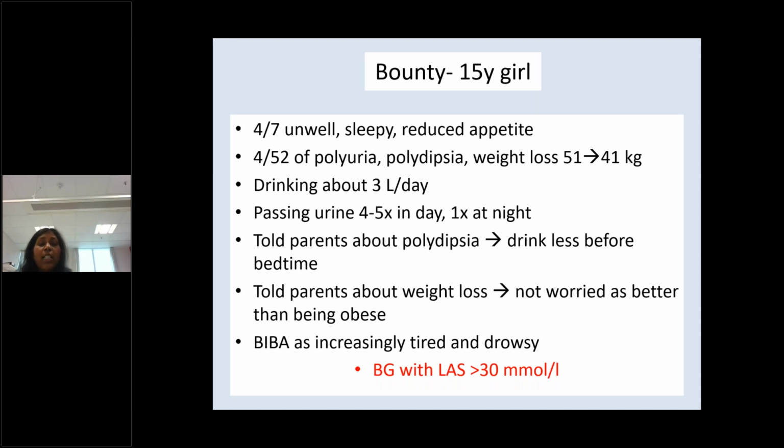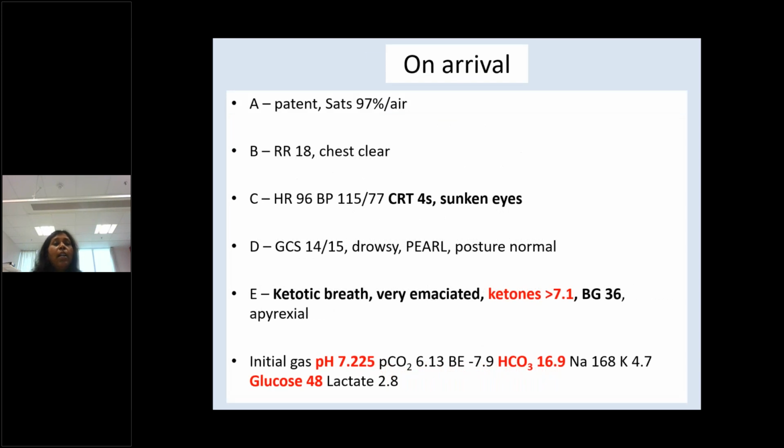We know that more than 30 is a very significant number. So on arrival, she was maintaining her airway, and she's not particularly having any chest symptoms, but her cap refill is 4 seconds. She had sunken eyes. And for her age, it's a slightly lowish blood pressure, and she's tachycardic, so she is in shock. And her GCS is maintained so far.